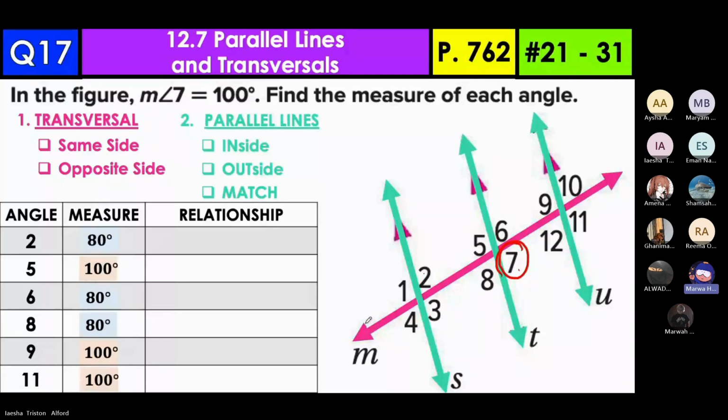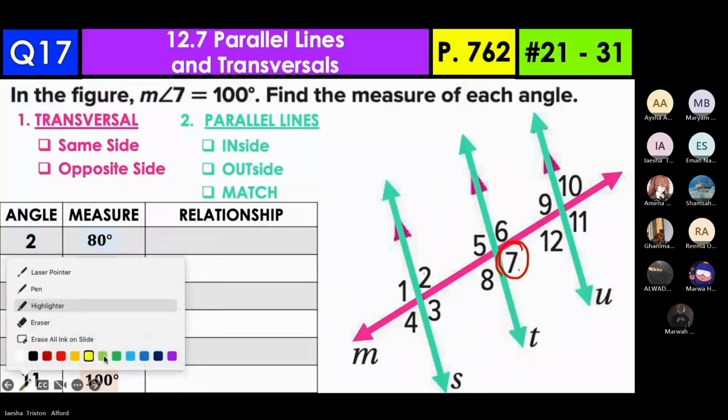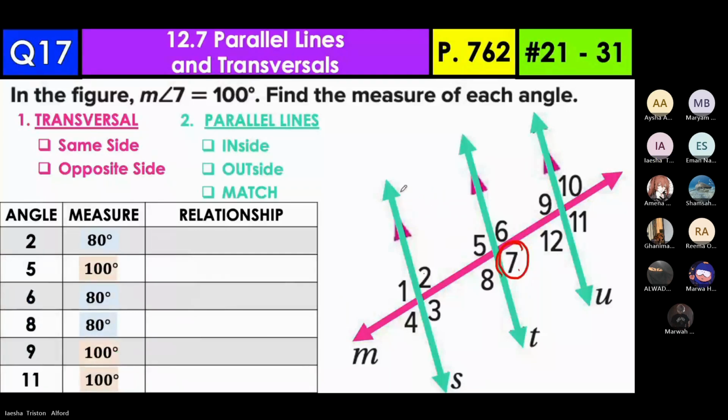Seven and 2. Are they both inside? No. Are they both outside? No. Are they on the same side? They have to be matched. They have to be on the same side. They're not. Fine. So this has no name. Sometimes they have no name. So there's no name for that.